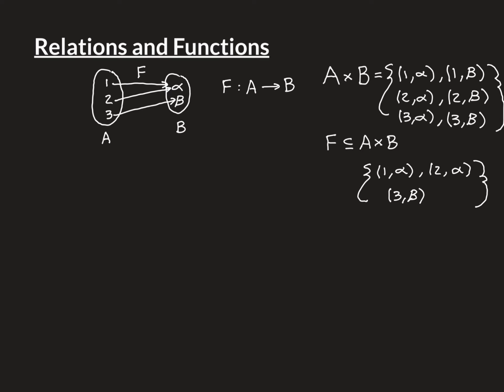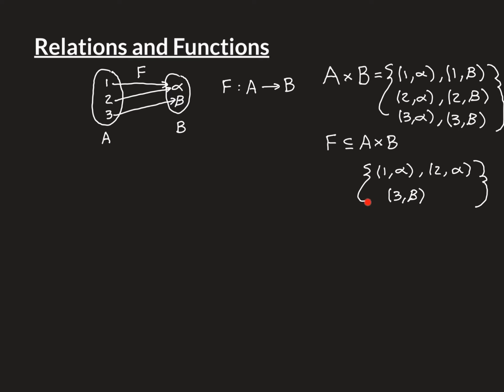Now, I claim that if I take a subset of this, I can encode in that subset the same information that is in this function, because if I just take the ordered pair where 1 is matched with alpha, the ordered pair where 2 is matched with alpha, and the ordered pair where 3 is matched with beta, that is matching each of these elements of the set A with an element in the set B, and it's encoding then exactly the same information as this picture here.